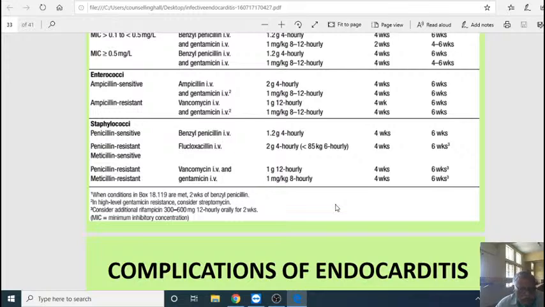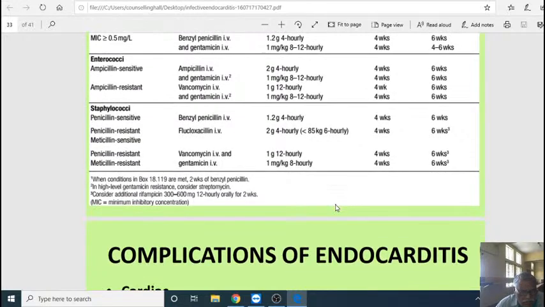For staphylococcal infection that is penicillin sensitive, you give benzyl penicillin 1.2 grams 4th hourly for 4 to 6 weeks. Then you have penicillin resistant strains and methicillin resistant strains where you need to give vancomycin IV 1 gram 12 hourly for 4 to 6 weeks, and for methicillin resistant, gentamicin IV 1 milligram per kg 8 hourly for 4 to 6 weeks.